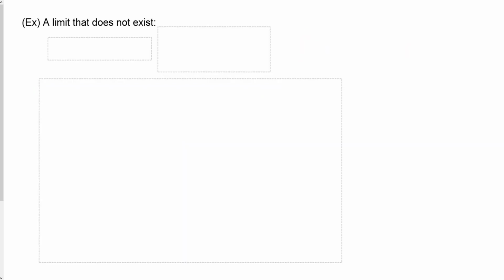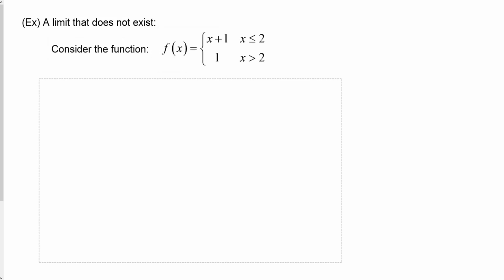Now let's look at a limit that does not exist. So this time consider the function f of x equals x plus 1 when x is less than or equal to 2, and 1 when x is greater than 2. Now this is a piecewise defined function. And piecewise defined functions are generally made up of elementary functions that are continuous on their domains. So the only place where discontinuity could occur is generally at the point where they're fused together.